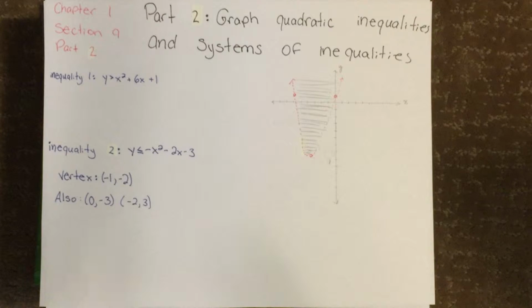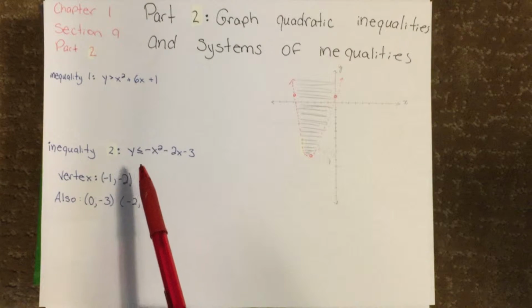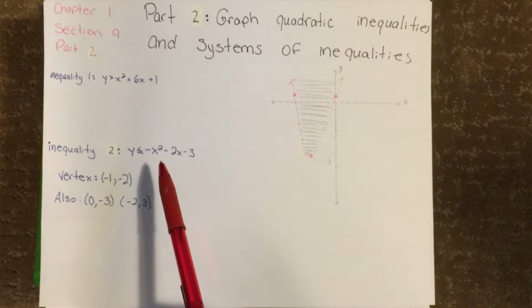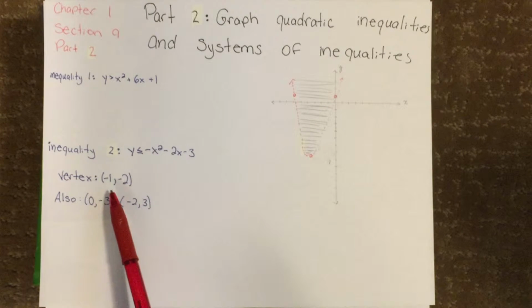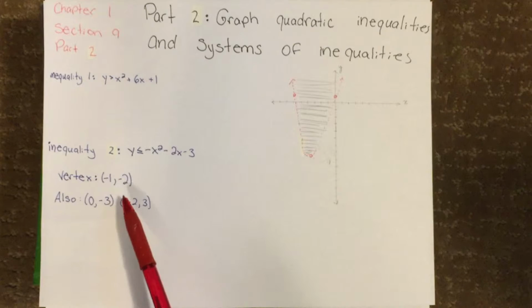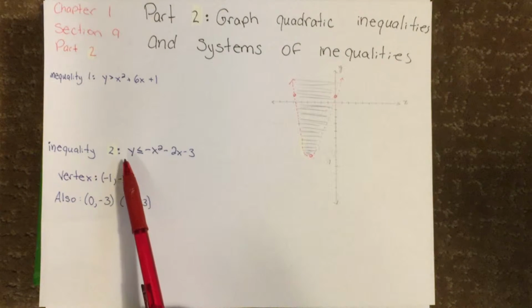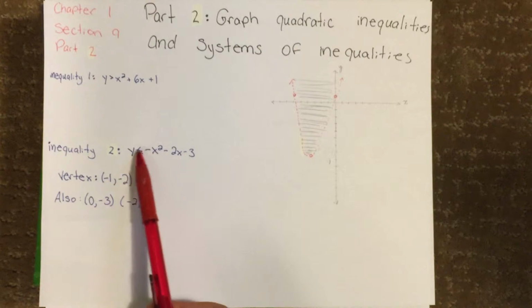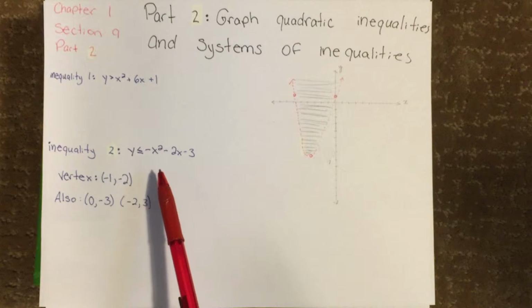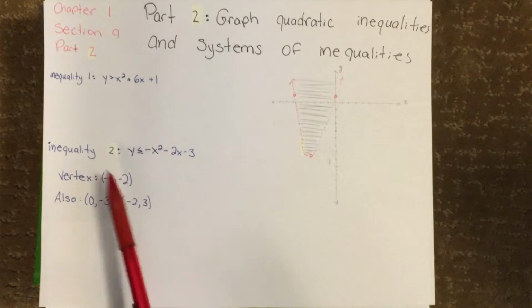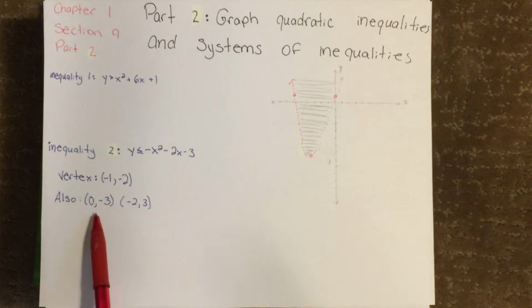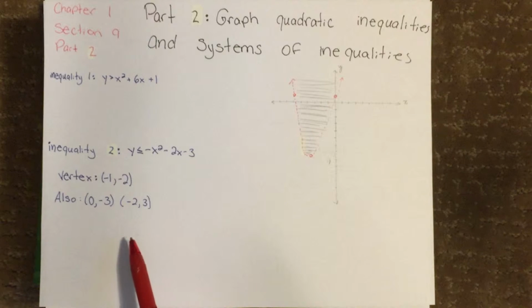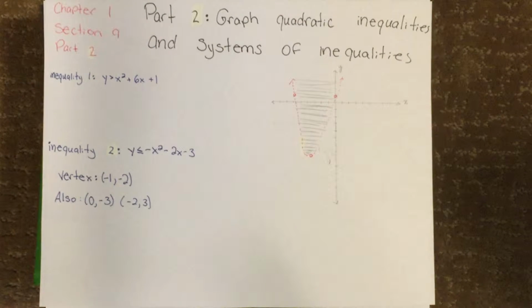The second inequality is y is less than or equal to negative x squared minus 2x minus 3. We already know the vertex from what we learned in Chapter 1, Section 1. We ignored this sign, put y is equal to, then found the x value, plugged that in, found the y value of the vertex, and then plugged in x values to get other points. The other points are 0, negative 3, and negative 2, 3.